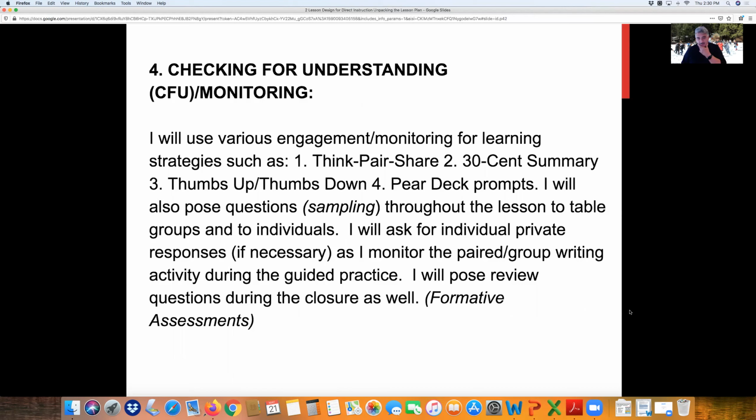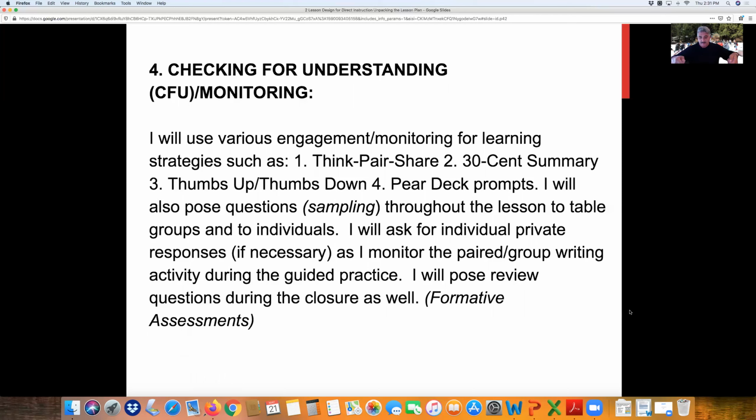I used Pear Deck prompts. I asked group questions, I asked individual questions. Individual private responses are good for those kids that are shy and don't want to share out loud. Again, keep in mind the high-tech, low-tech. Low-tech works just as well as high-tech. I like using things like marker boards where kids can write their thoughts down and share them.